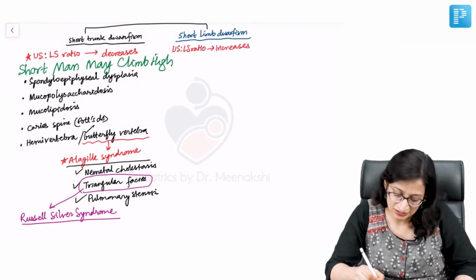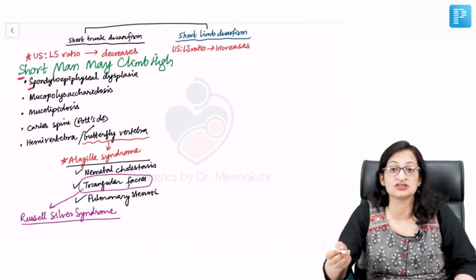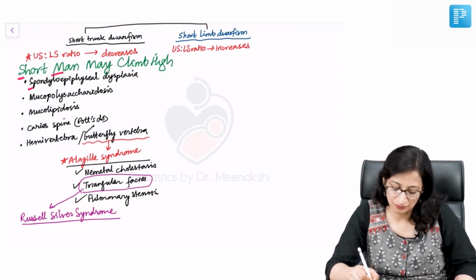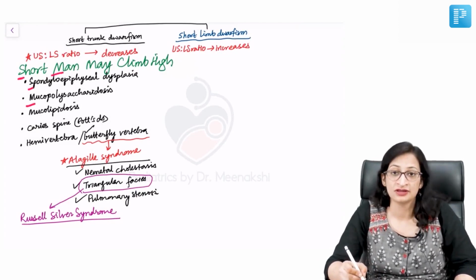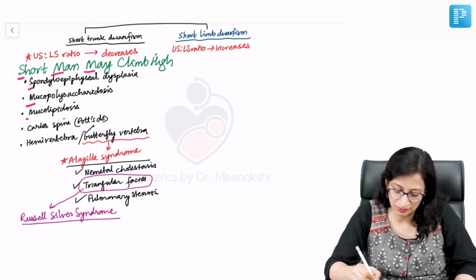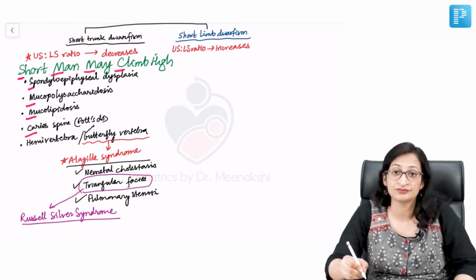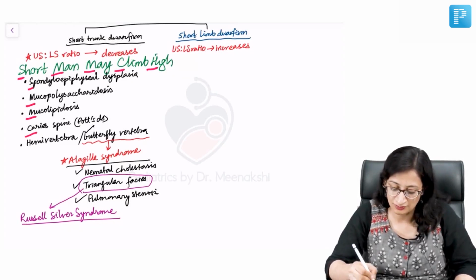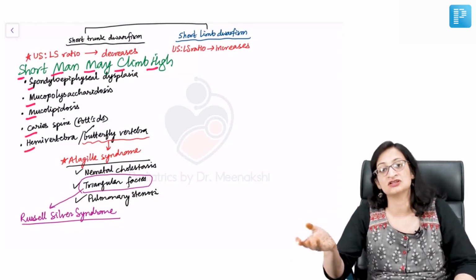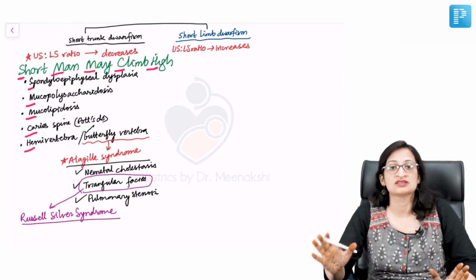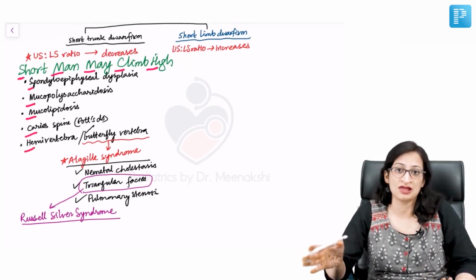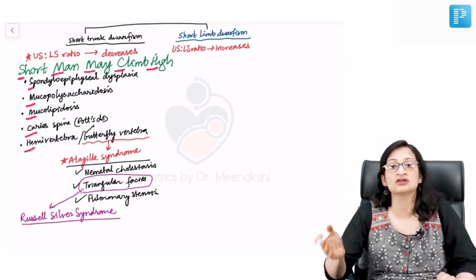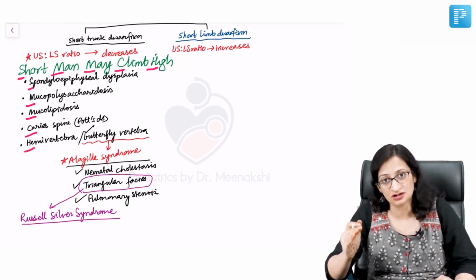With S, you have spondyloepiphyseal dysplasia. With M, mucopolysaccharidosis. Another M, mucolipidosis. Okay. With C, Caries spine. With H, hemivertebra, or any congenital vertebral defect. So that is the mnemonic here. Short man may climb high. So these are some important causes of short trunk dwarfism.